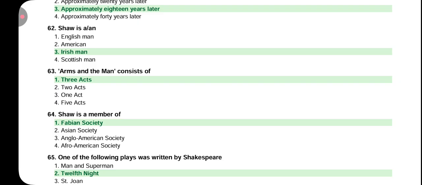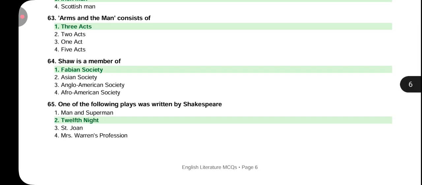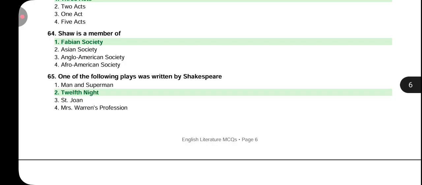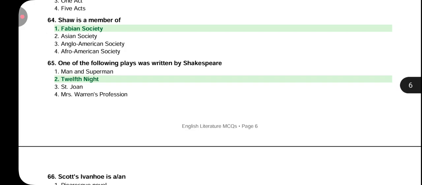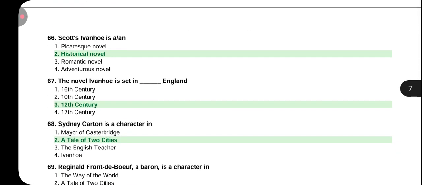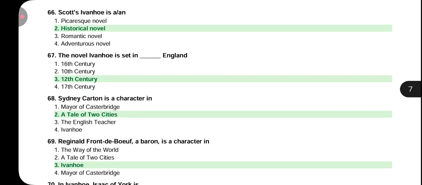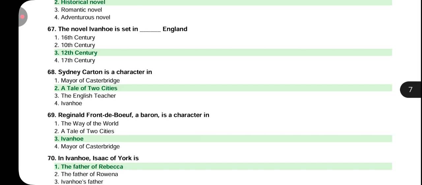62nd. Shaw is an Irishman. 63rd. Arms and the Man consists of 3 acts. 64th. Shaw is a member of the Fabian Society. 65th. One of the following plays was written by Shakespeare. Twelfth Night. 66th. Scott's Ivanhoe is a historical novel. 67. The novel Ivanhoe is set in 12th century England.